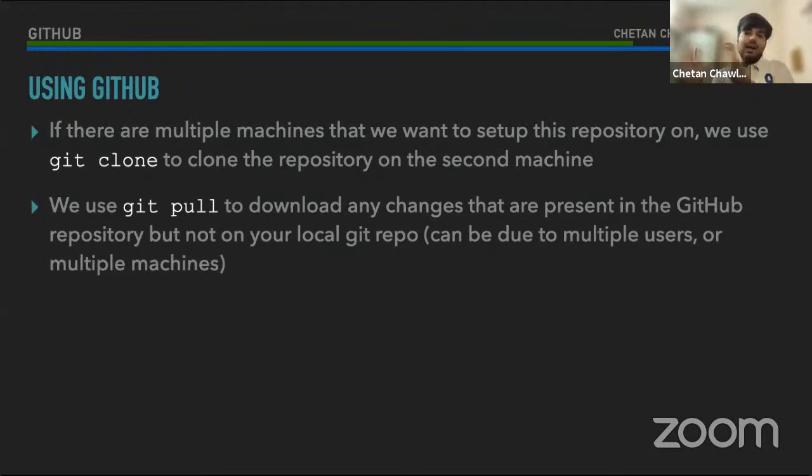Now I want my other machine to know what changes I made, and it should have all those changes. So from the first laptop, I did a git push to the server. And on the second laptop, I did a git pull. That is to say that I downloaded all the changes. So this is git pull for any changes that are present in the GitHub repository.